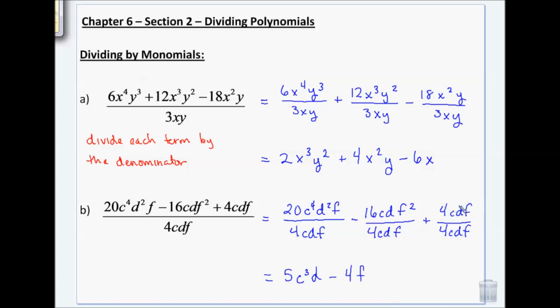And then these terms, everything cancels. And anything divided by itself is always 1. So it doesn't just go away. Like this c and this d here didn't just go away. They became 1s. But anything times 1 is just itself, so we don't have to write it in there. So this doesn't just go away, it becomes a 1.